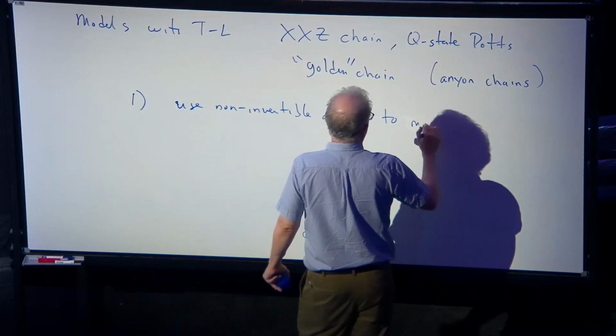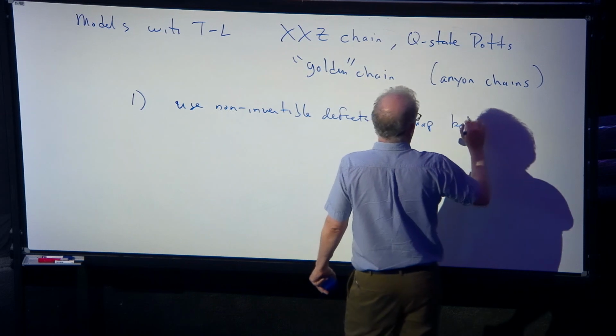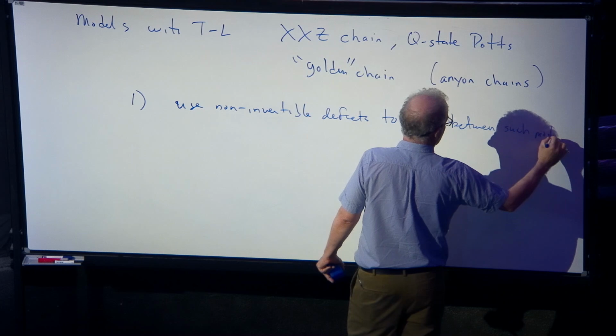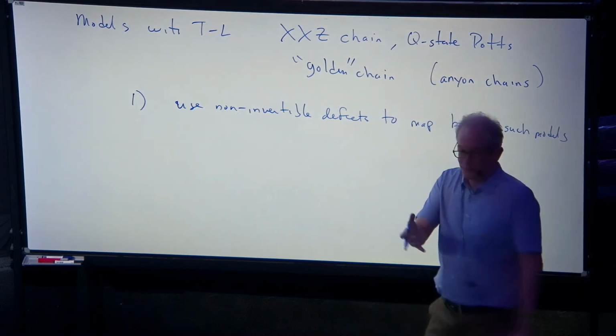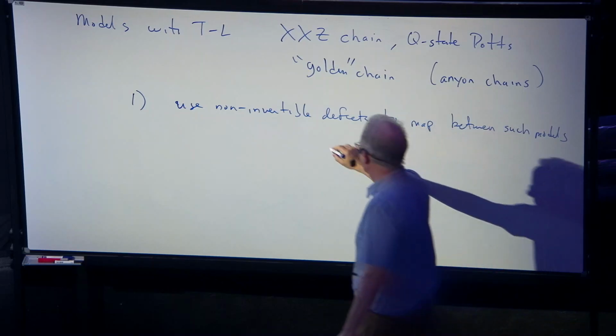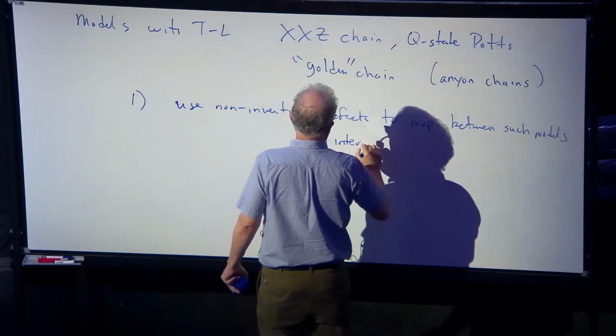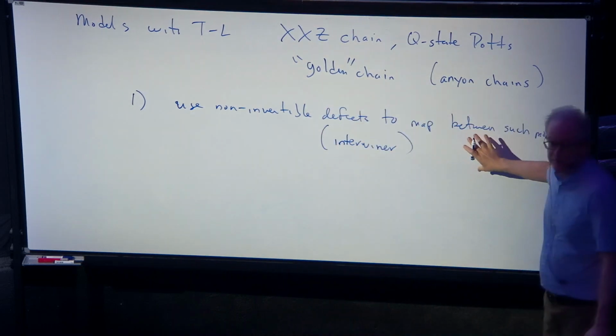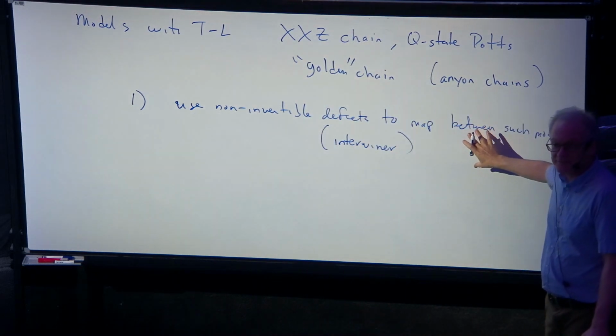to map between such models. And there's an old word for that Hermann knows, since he literally wrote the book on it, coming up in the quantum group language. This is, in essence, what they called in the old days an intertwiner. I'm not going to really talk about that in my lectures, but I thought I should mention that.